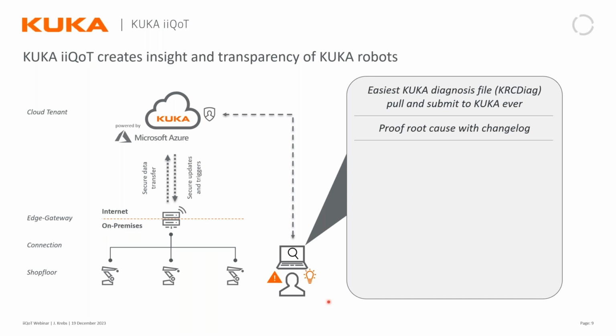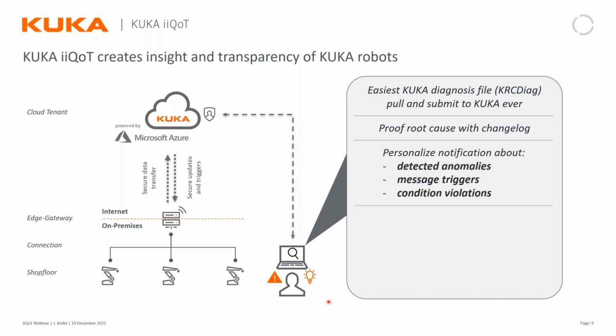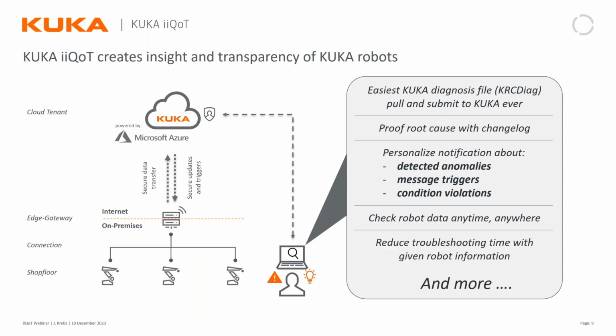We can prove the inside root causes with the existing changelog of each robot. We do send out notifications personalized for specific anomalies detected, for specific messages and conditions. And we could check the robot time anytime, anywhere. And last but not least, this troubleshooting time will be reduced with this insight. And some more benefits, but later more.